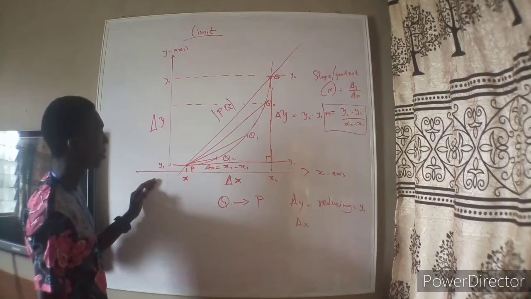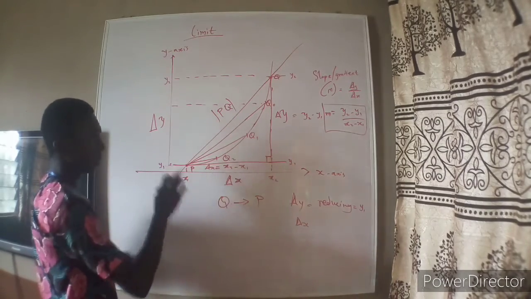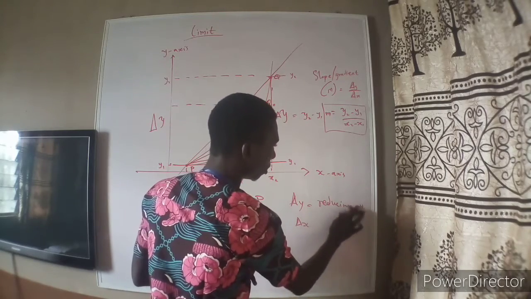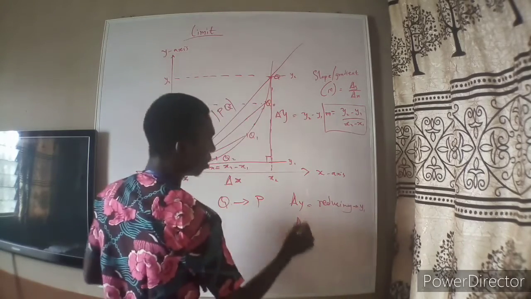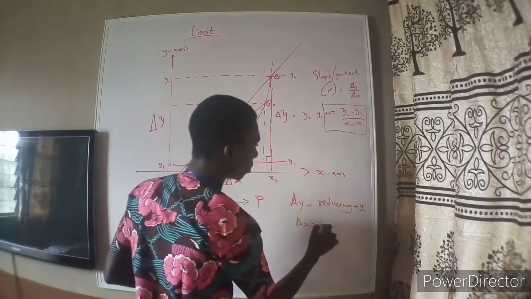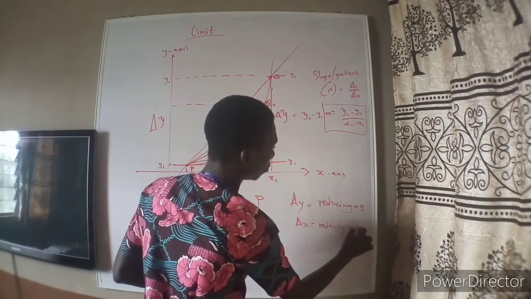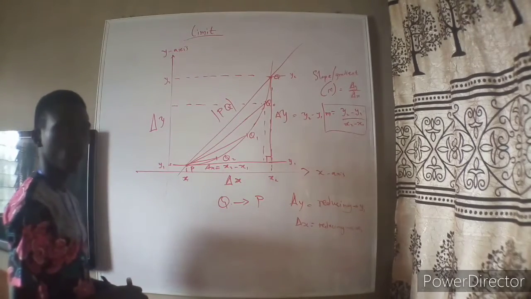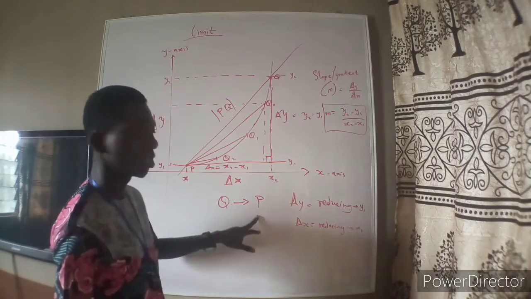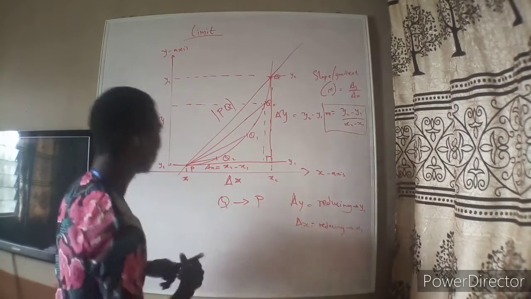I don't know if you are getting it. Okay, I don't know if this is clear. It is approaching Y1. At the same time, as it is reducing, it is also approaching Y1. What of my change in X? My change in X is also reducing and approaching X1. So there is a change in both as Q is approaching P.